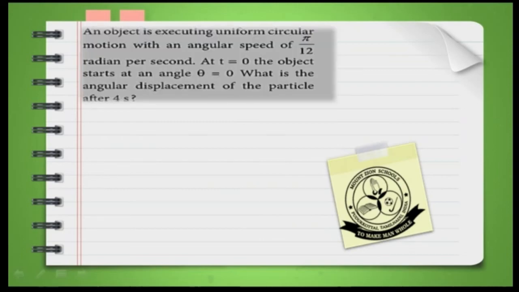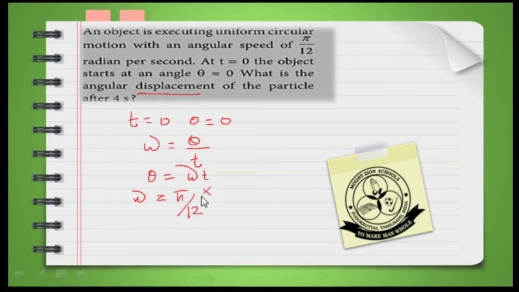An object is executing uniform circular motion with an angular speed of pi by 12 radian, and at time t equal to 0, theta is equal to 0. When time t is equal to 0, theta is 0. Now we need to find out the angular displacement. You know, angular velocity is angular displacement by time taken. And so what is the angular displacement after t seconds? It is omega into t. And omega is given as pi by 12. And what's the time? Time t is equal to 4 seconds here.